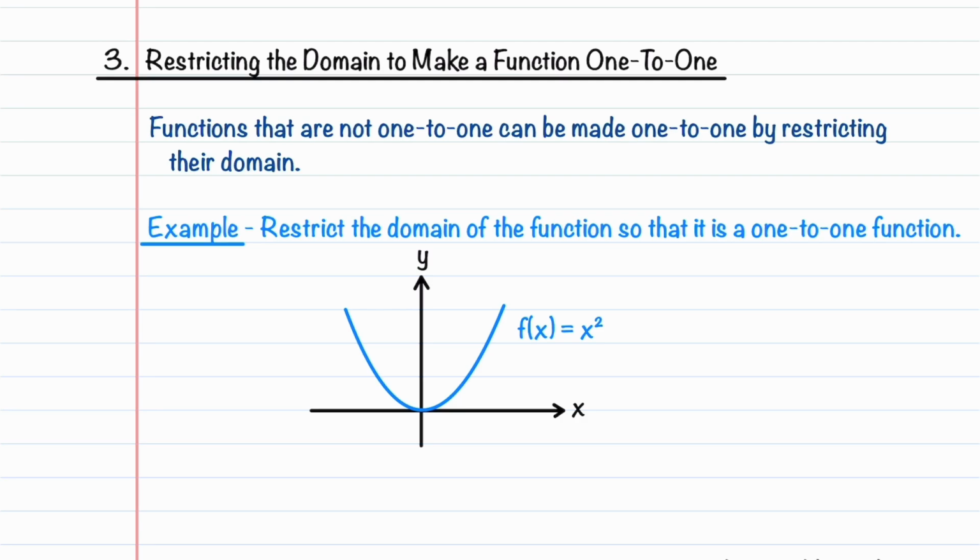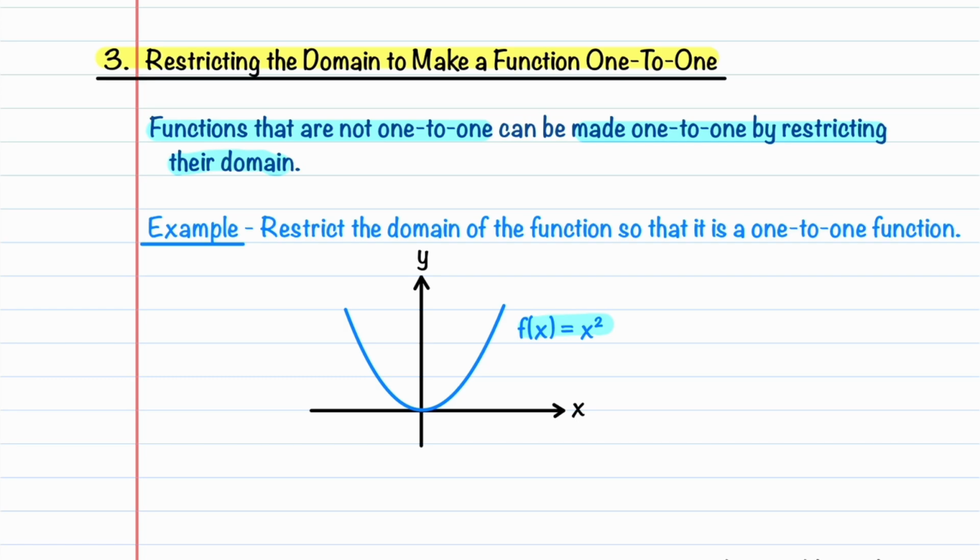The last topic that we're going to talk about is how to restrict the domain of a function to make it one-to-one. Functions that are not one-to-one can be made one-to-one by restricting their domain. We're going to use our same function down here, f of x equals x squared, which we know is not a one-to-one function. Well, let's say we're working with this function when we actually want it to be a one-to-one function. So what we have to do is restrict the domain.